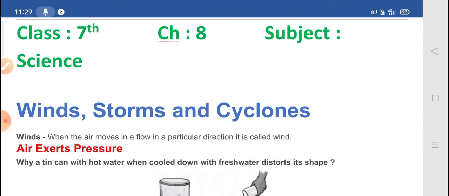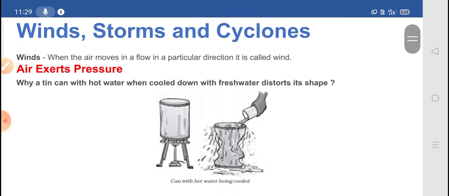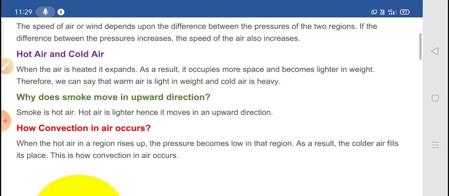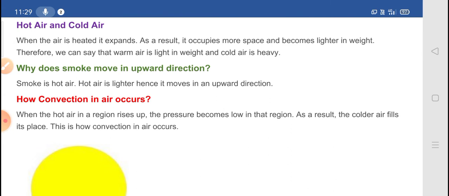Last time we discussed winds and storms, right? And today onwards we will discuss cyclones. In this chapter, in part 1 and part 2, we discussed winds, how air exerts pressure, and then the flow of air, which is known as wind. The speed of the winds, hot and cold air. What is hot and cold air? Then why does smoke move in an upward direction only? Because of lighter hot air, right? It moves in the upward direction.